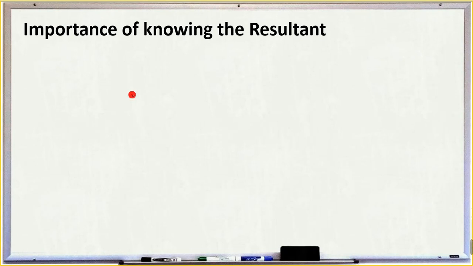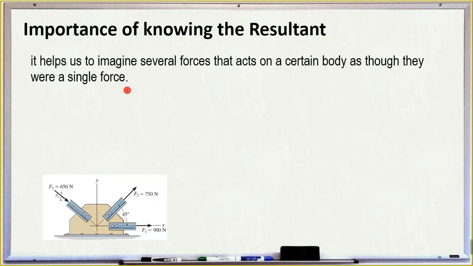So the importance of knowing the resultant. What is the significance of, for every given force that acts on a certain body, why do we find the resultant? It helps us to imagine several forces that act on a certain body as though they were a single force. So take a look at this plate in the figure below. This is subjected to three forces. Now we have F1, F2, F3 with different magnitudes and directions.